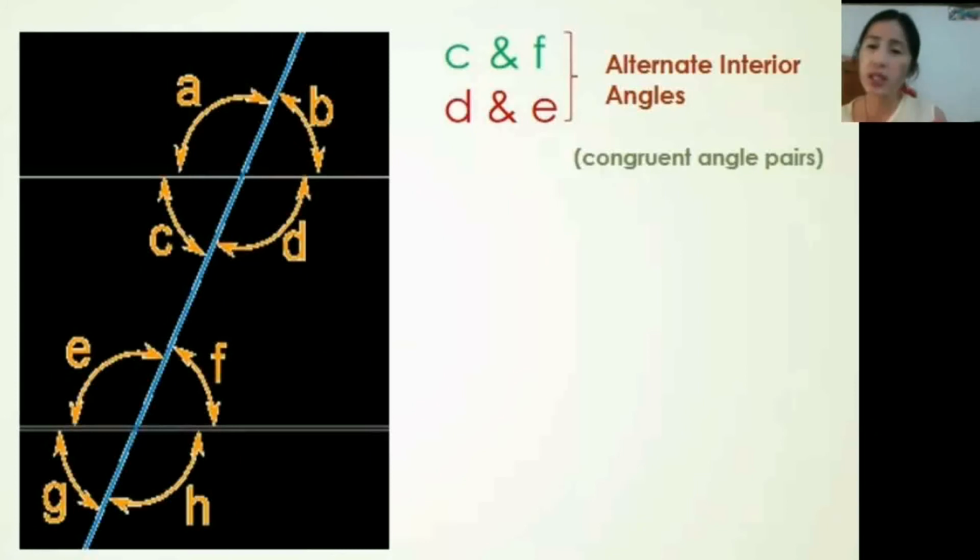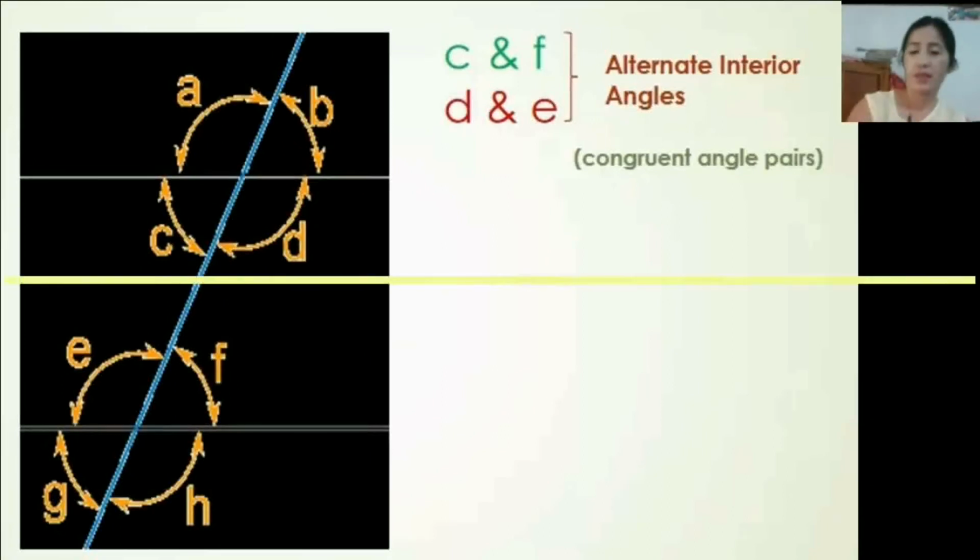Are alternate interior angles also congruent, just like vertical angles or corresponding angles? Yes, they are congruent. You see? Alternate interior angles are also congruent. Next.